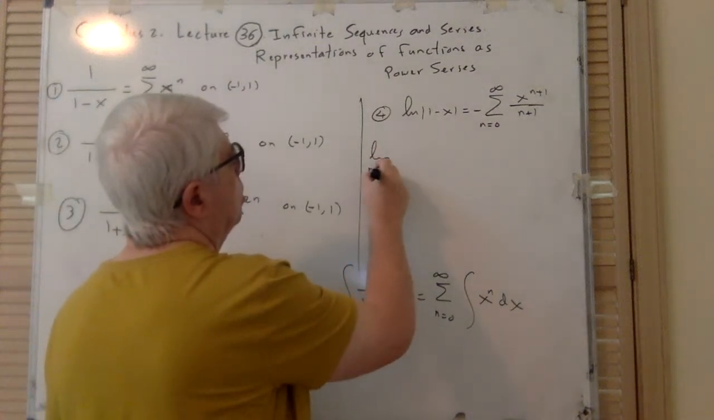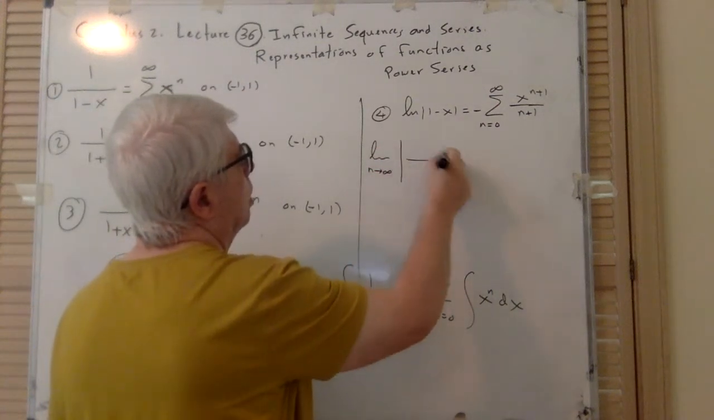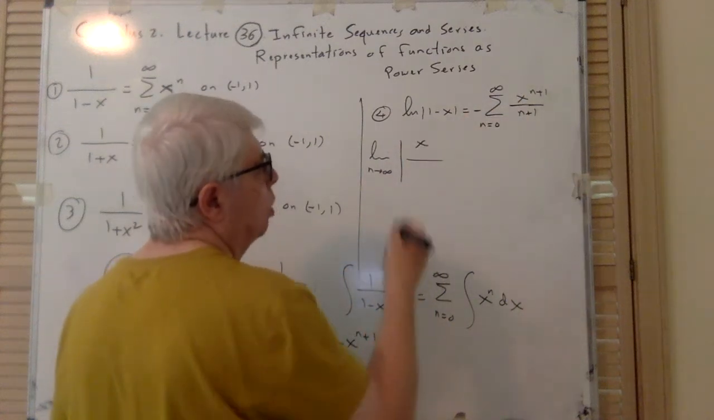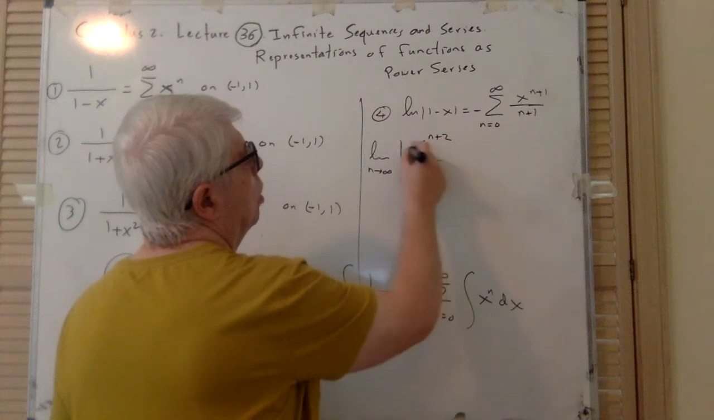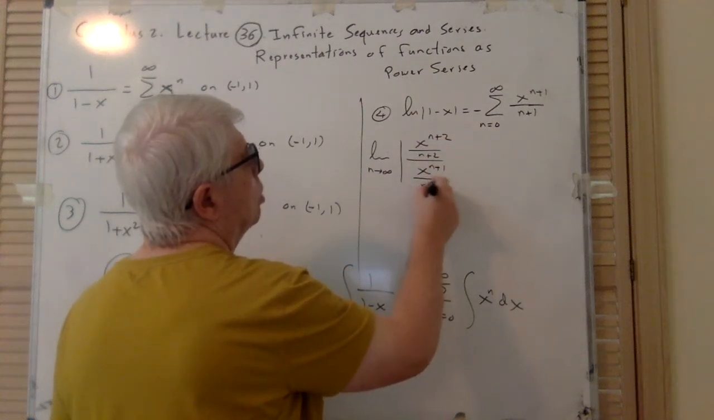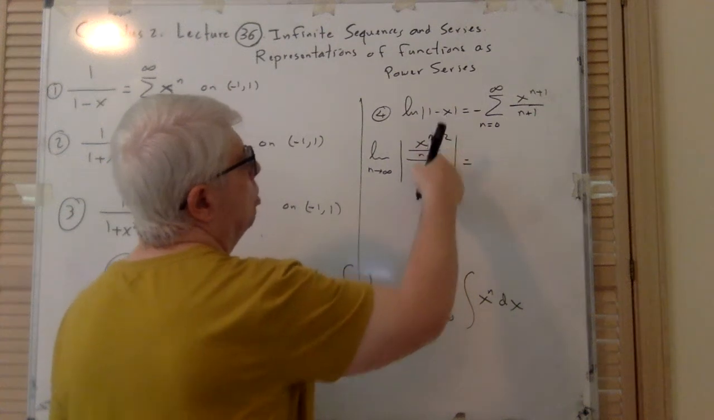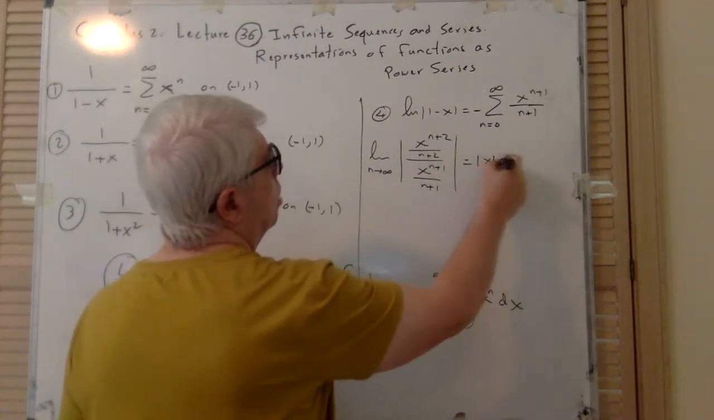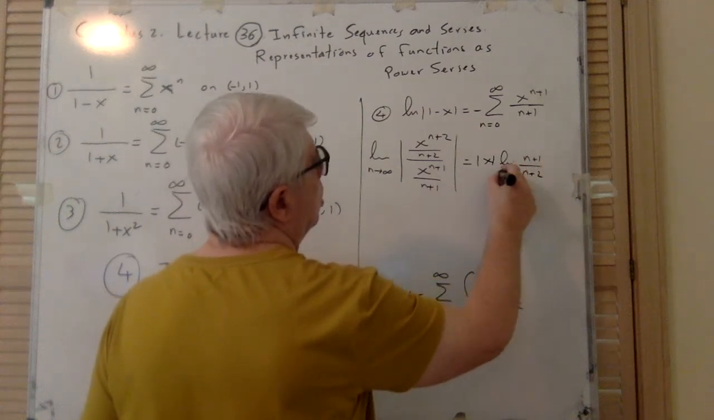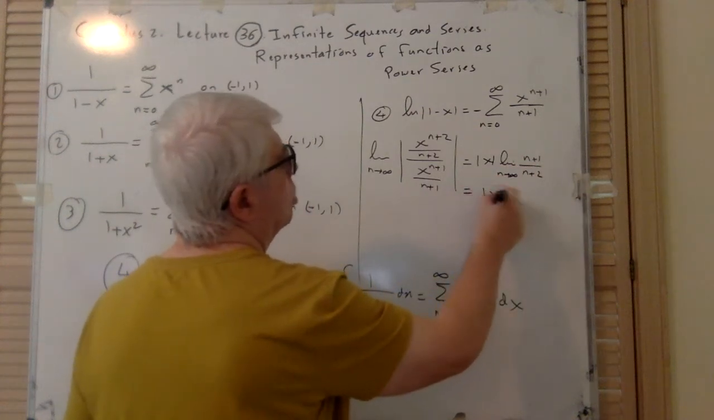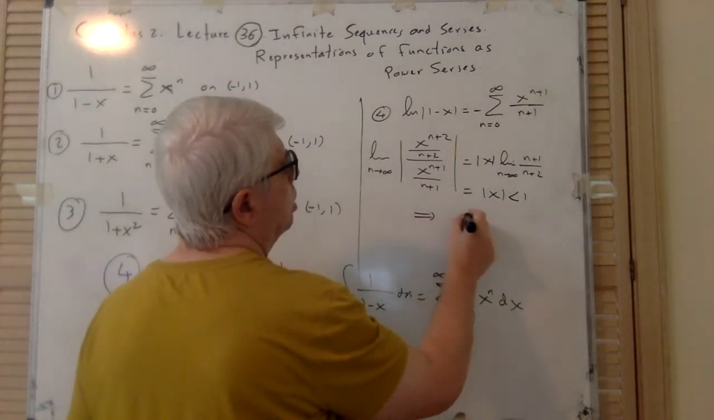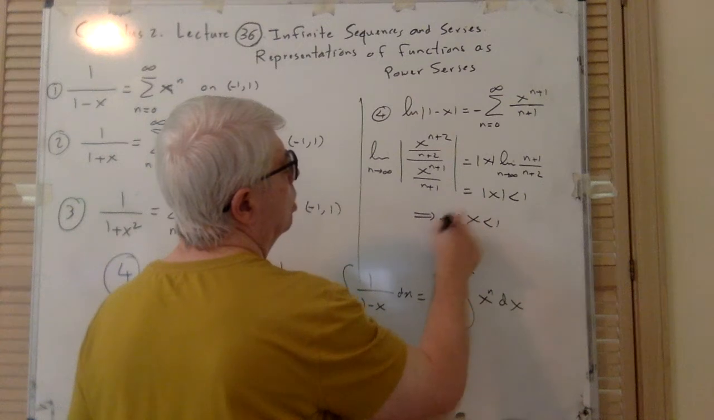So limit as n goes to infinity of this guy here, x^(n+2) over n plus 2, times n plus 1 over x^(n+1). So there is an absolute x coming out, and then I have limit of n plus 1 over n plus 2. So this is in fact absolute x. Absolute x less than 1 gives me x between 1 and negative 1.